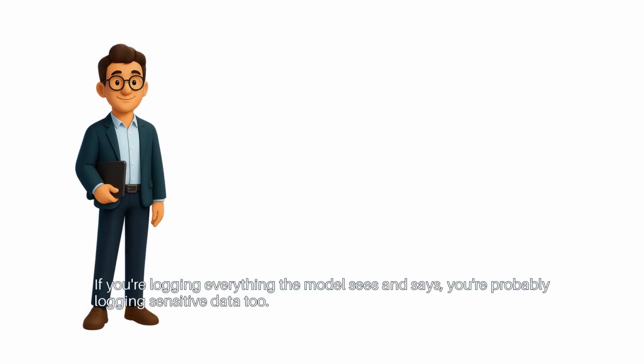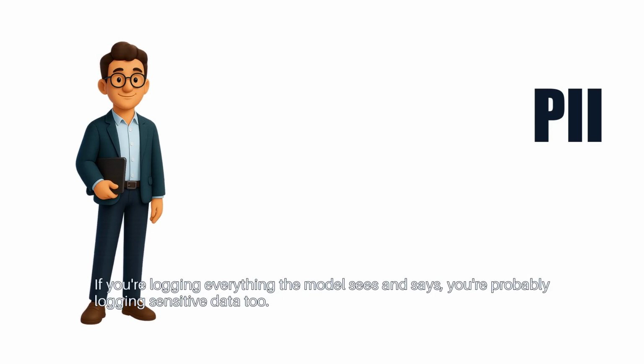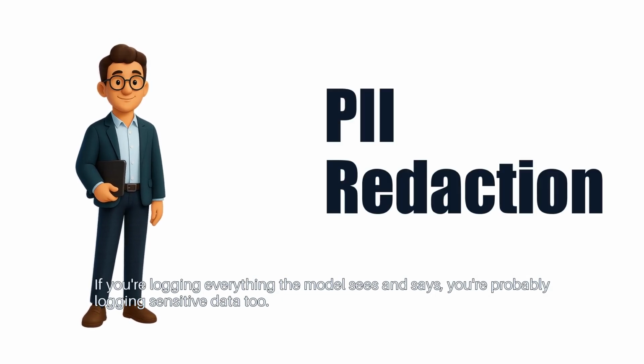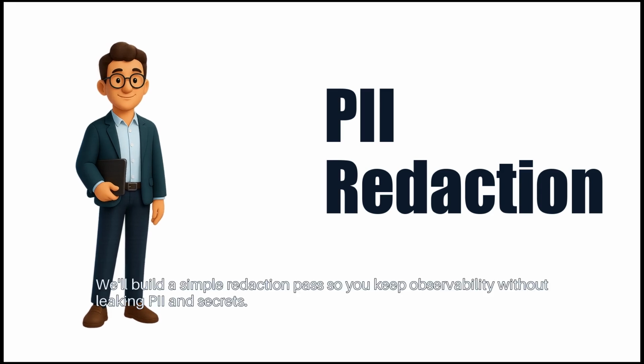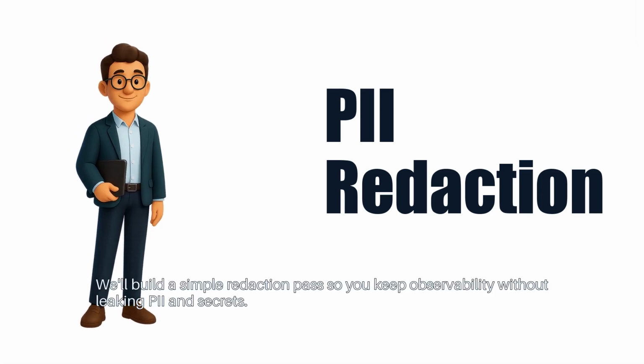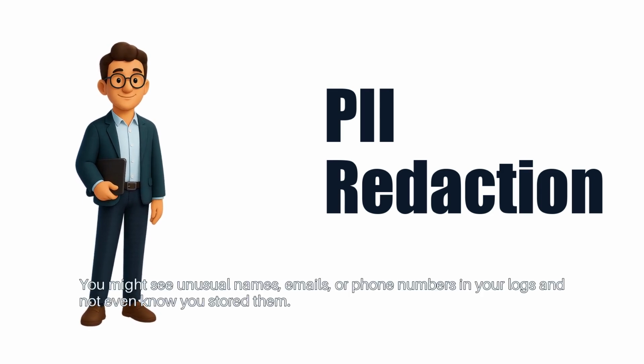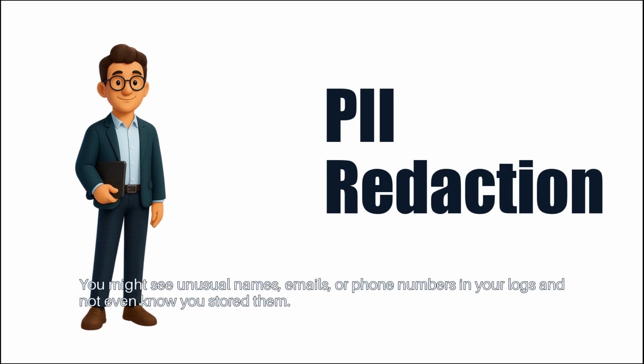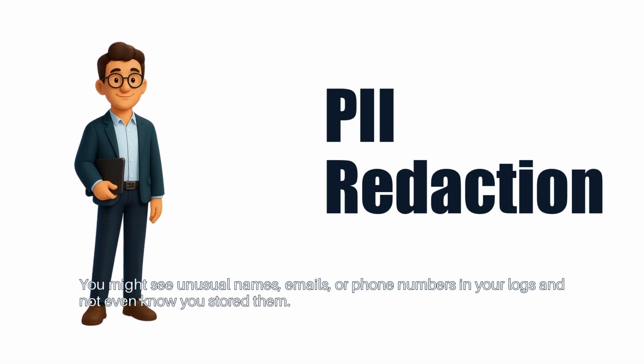If you're logging everything the model sees and says, you're probably logging sensitive data too. We'll build a simple redaction pass so you keep observability without leaking PII and secrets. You might see unusual names, emails, or phone numbers in your logs and not even know you stored them.